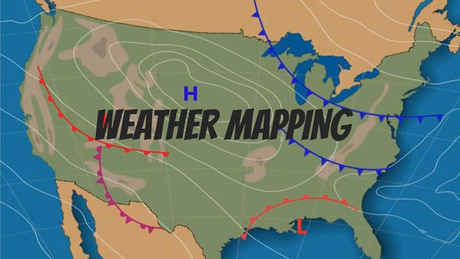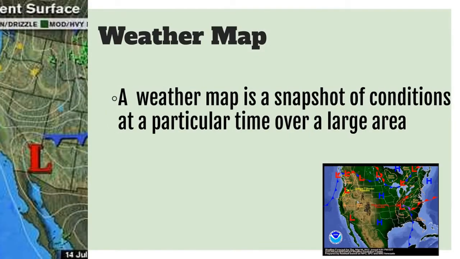Guys, so today we're looking at weather mapping. So what exactly is a weather map? A weather map is a snapshot of conditions at a particular time over a large area.